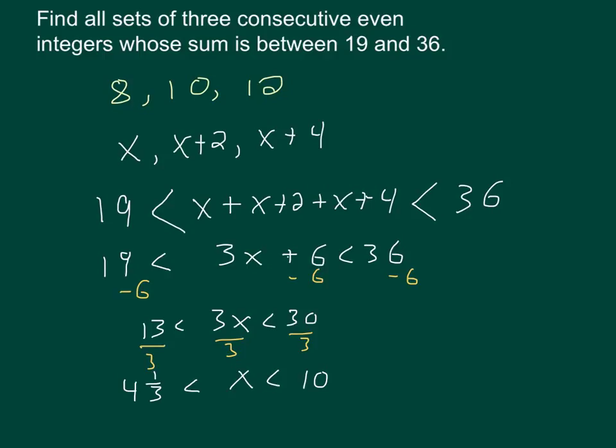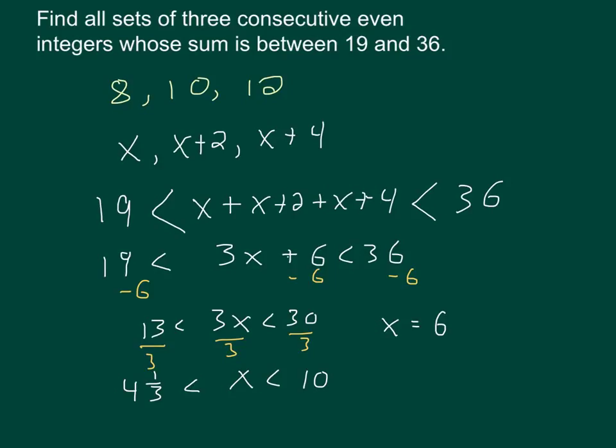So looking at that, what that says is that my value x, which I originally described as my first of 3 consecutive even integers, has to be between 4 1/3 and 10. And so if I think about the even integers between 4 1/3 and 10, it actually will narrow down my choices. So x could equal, certainly 4 wouldn't work. 4 is not greater than 4 1/3. 5 is odd, so I have 6 would be my next option.